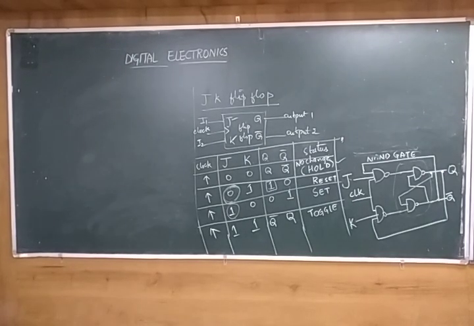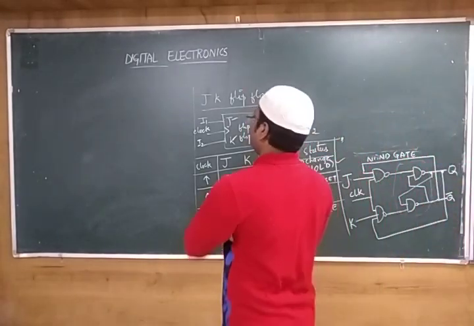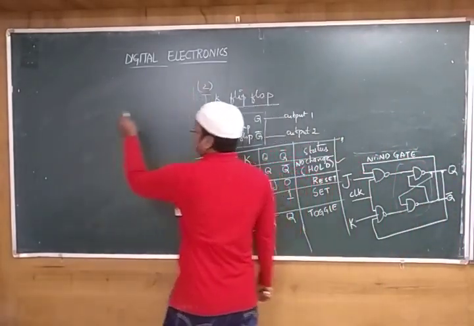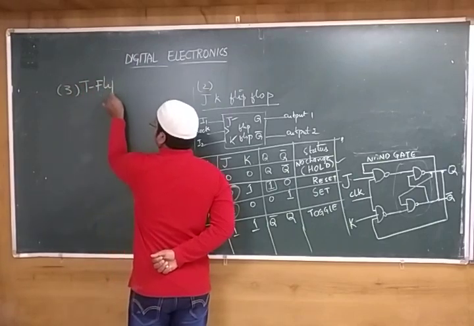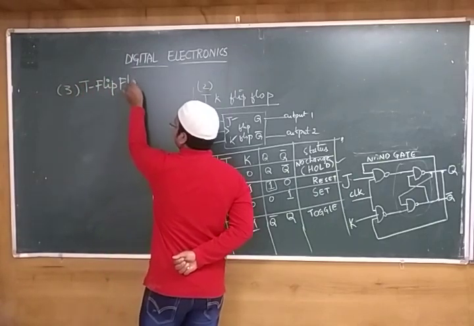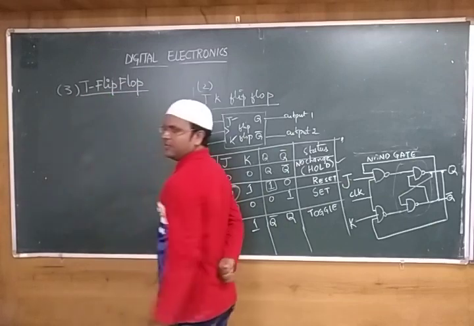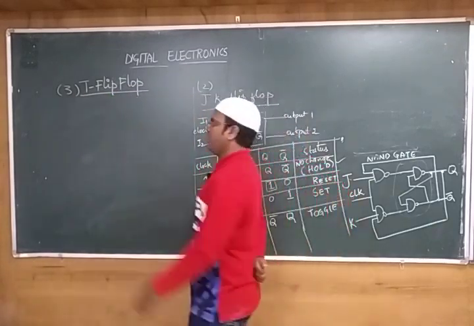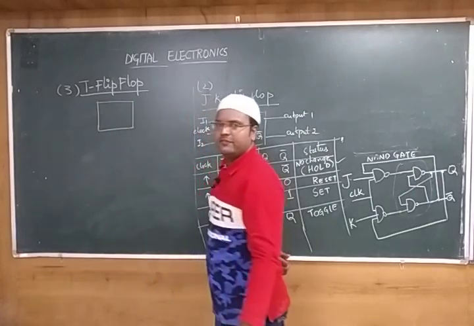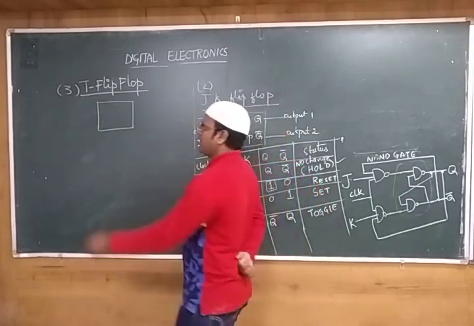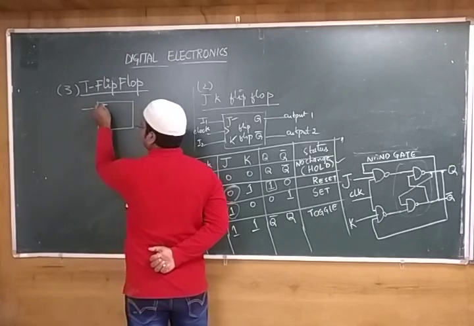So student, this is the second type of flip-flop we have learned, JK, and third we have is the T flip-flop. Okay, so T flip-flop or toggle flip-flop. The first thing we have to write is its block diagram. How many inputs do we have? It's single because it's a T. So we are giving a single input and we are giving the name T.